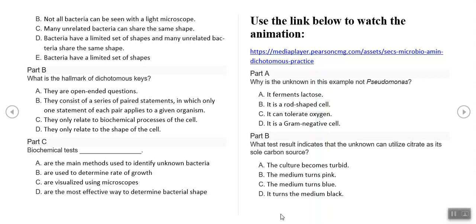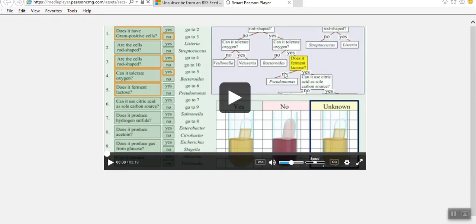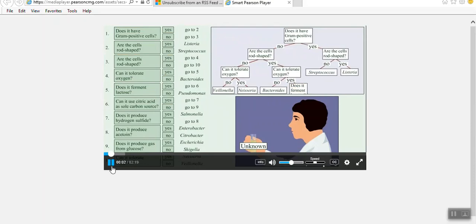All right, so we're going to try something here. Now that you've actually watched the video, we're going to try to see if we can at least look at the video, even if the sound doesn't play for us properly. And let's practice using a key to identify. I wanted us to look at this video simply so that we can refer back to it when we're answering our questions. So part A says, why is the unknown in this example not Pseudomonas?